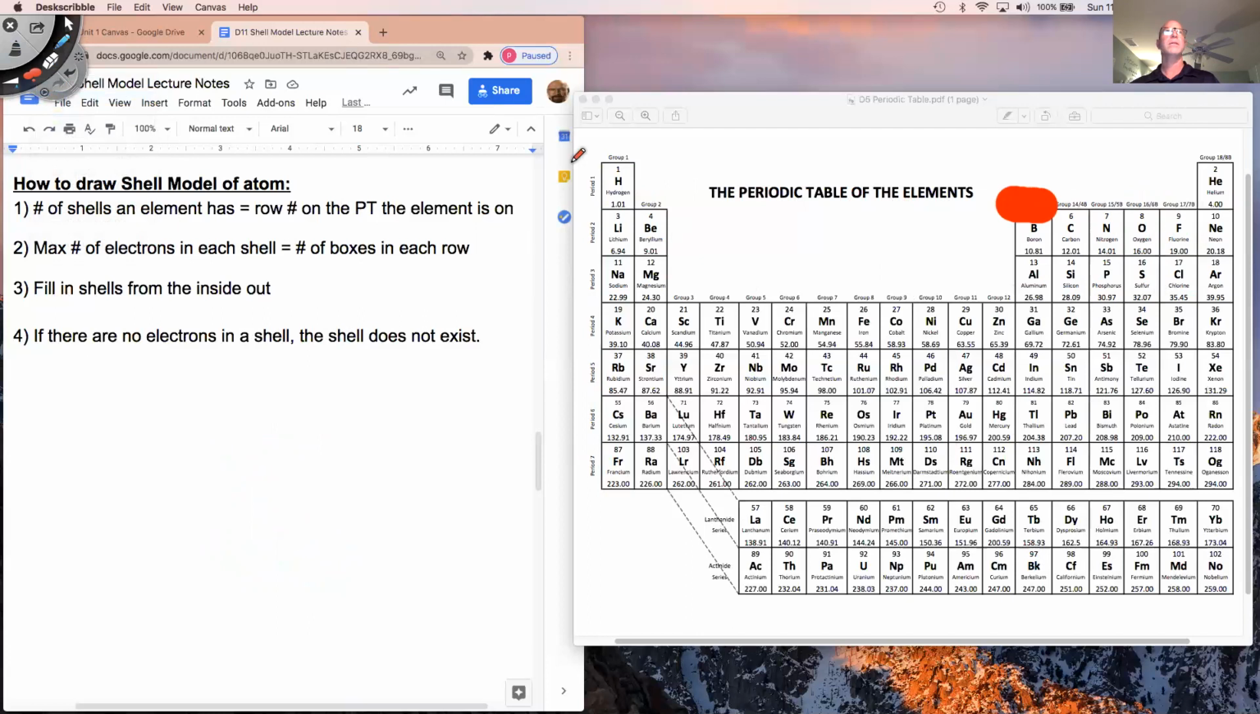Whoa, mama. Let's get rid of that. Let's shrink that pen down a little bit. Oh my gosh. Let's see. Oh my gosh. Let's go. There we go. All right. So let's take a look at boron.